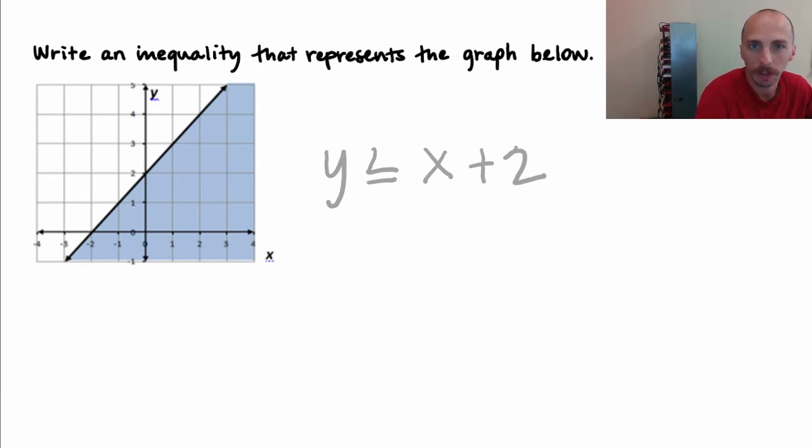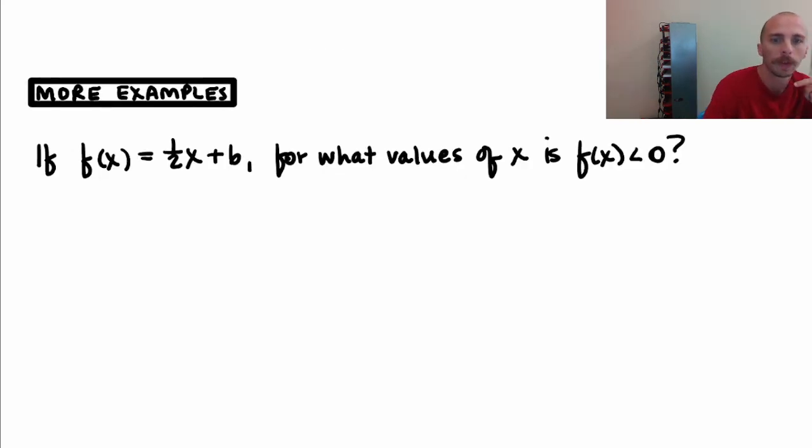So it's going to be less than or equal to, because I'm seeing a solid line and we're shaded below. And then I can tell that the equation of that line is y equals x plus 2, because it's got a y-intercept of 2 and a slope of 1. So I know that's going to be my inequality. So let's move on and look at some specific examples that might help you work problems on the homework or the quiz.